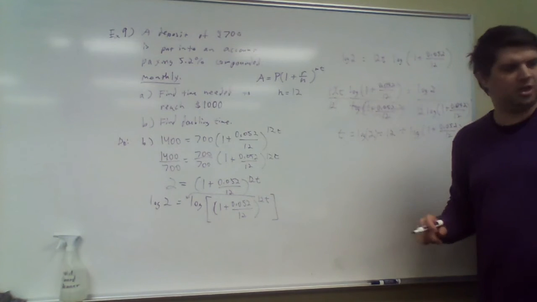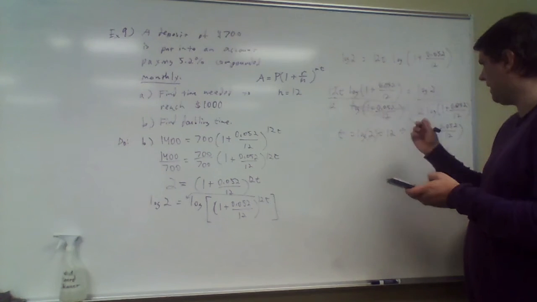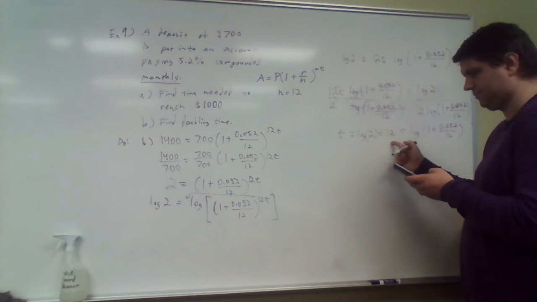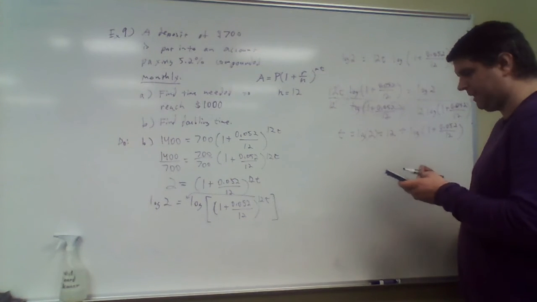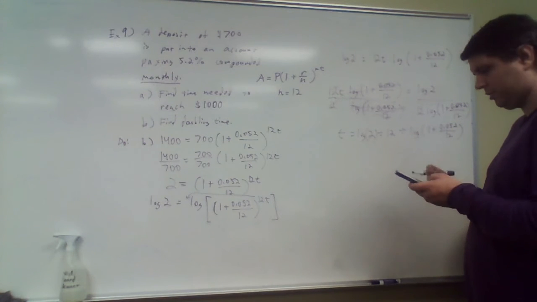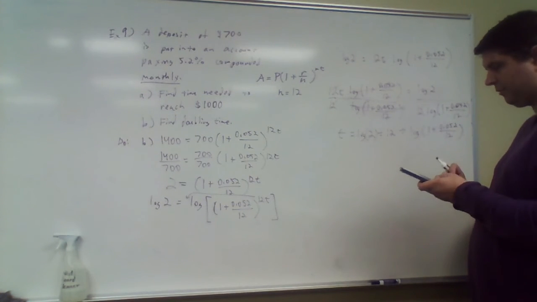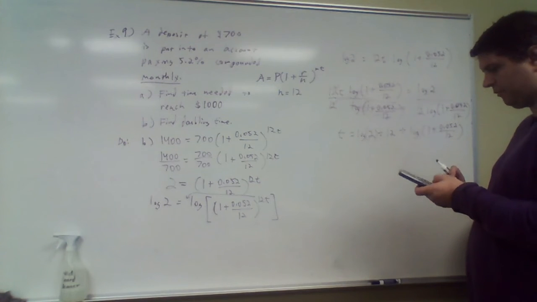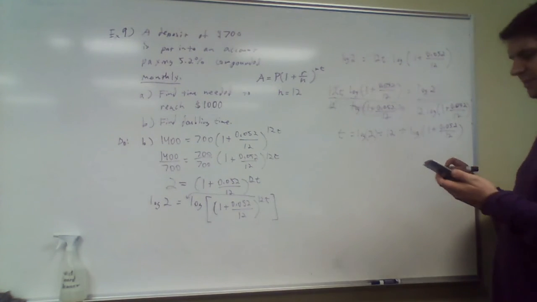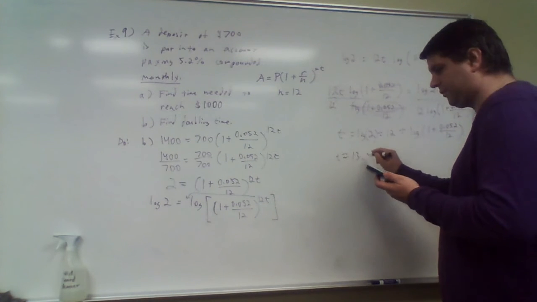All right, so log of 2. Hit enter or equal, divide by 12, and then divide, hit enter or equal, and then divide by log, open a parenthesis, 1 plus 0.052 divided by 12, close the parenthesis. I got something that's approximately 13.36 years.